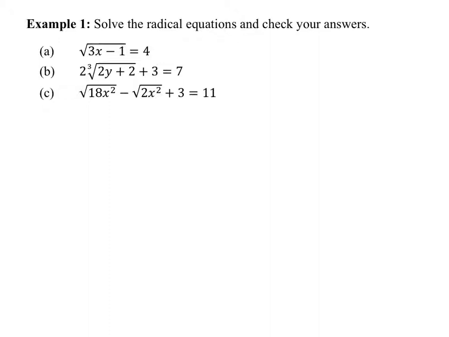But where did that come from? What did you do to both sides to get that? How do you get 3x minus 1 equals 16? Square both sides. So you don't have to always see it mentally. You could start by doing a little bit of work. So start with this. The first step is to isolate the radical. Well, it's already isolated, isn't it? So I don't have to go any further.